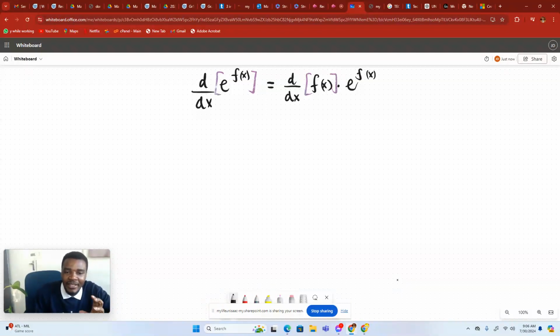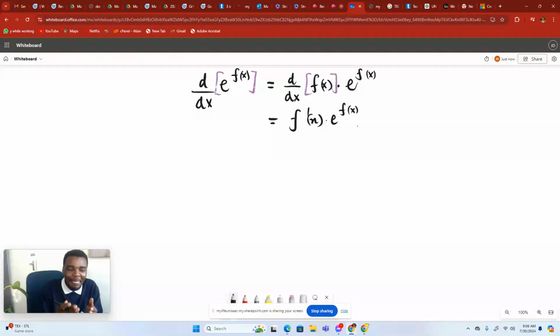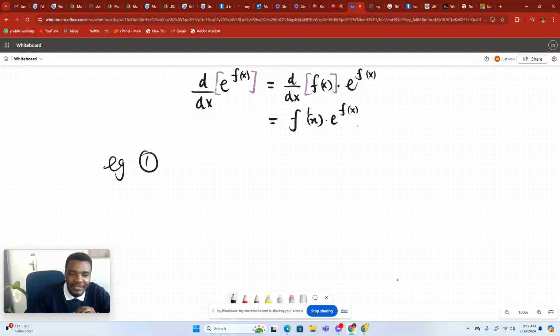So bear in mind that if you find the derivative of f of x, this is just to say you're finding f prime of x. Once you get that f prime of x, you multiply by e to the power of f of x. Let me reinforce this concept further by means of an example.